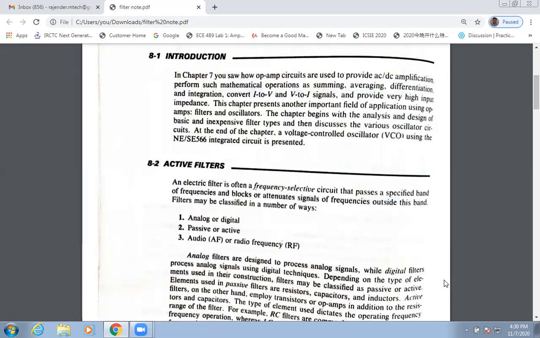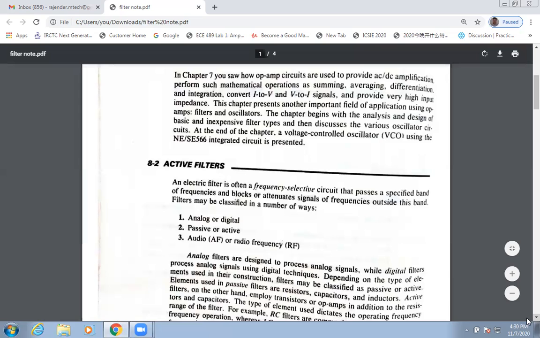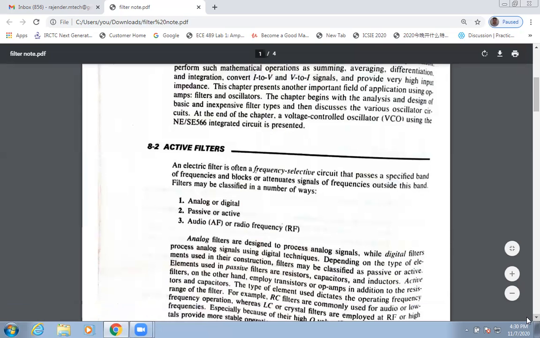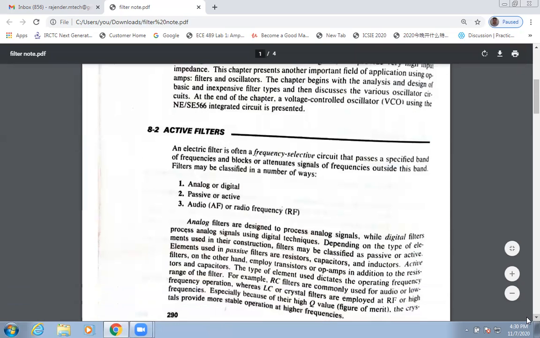Filters may be classified in a number of ways. Number one, analog and digital filters, passive and active filters, or audio and radio frequency filters. Analog filters are designed to process analog signals, whereas digital filters process analog signals using some digital techniques.